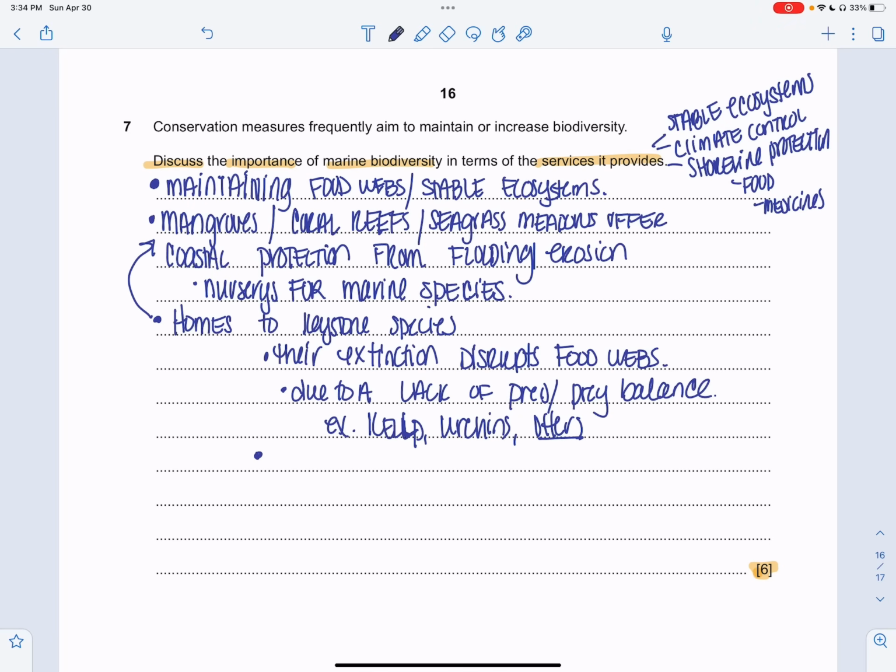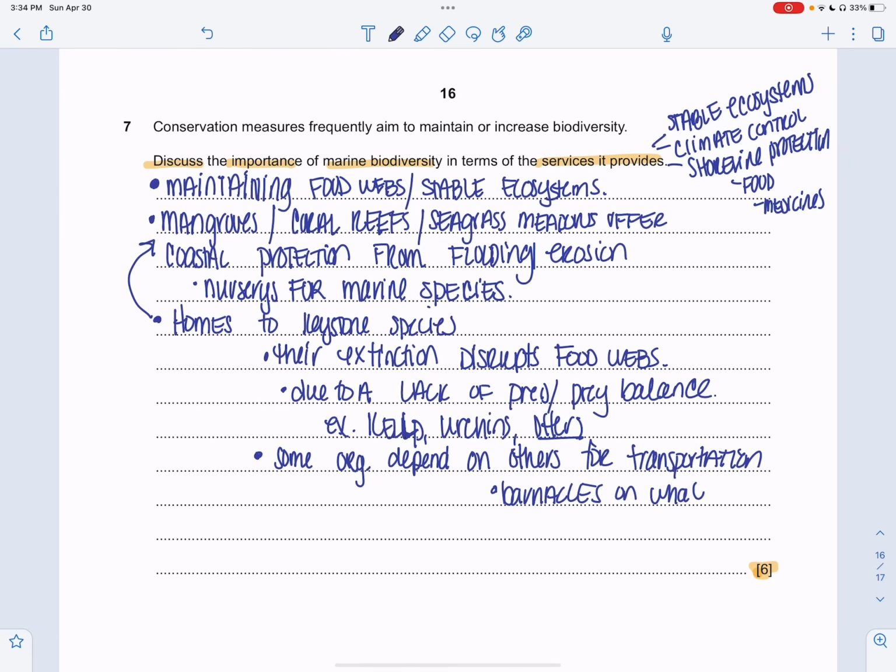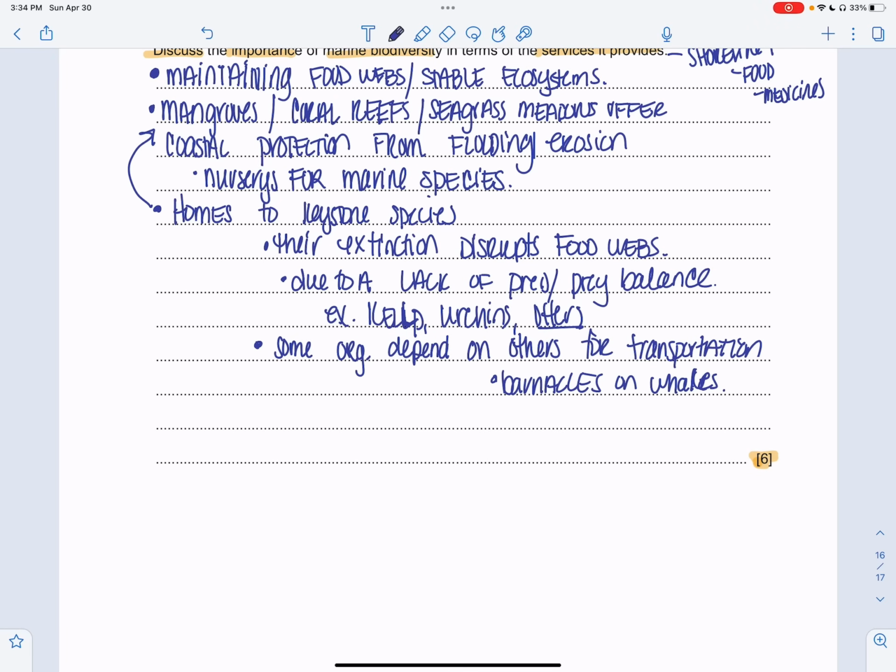Some keystone species could be those that organisms depend on for transportation. Some organisms depend on others for transportation, so it moves their own species around. An example of this would be like barnacles on whales, or the shells of turtles. But whales are much more migratory and transient than turtles are. Some species are sources of medicine for us.